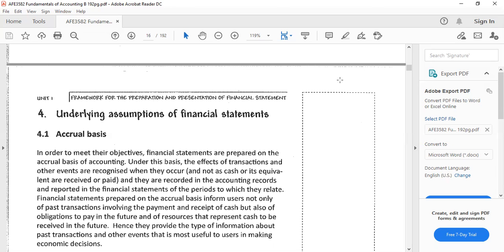Accrued expenses and income received in advance are current liabilities. Current liability.